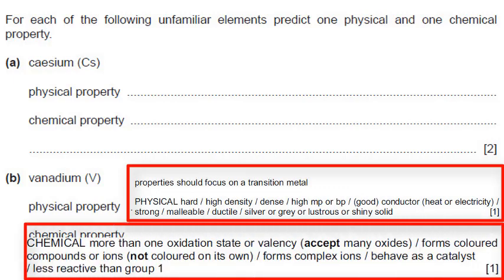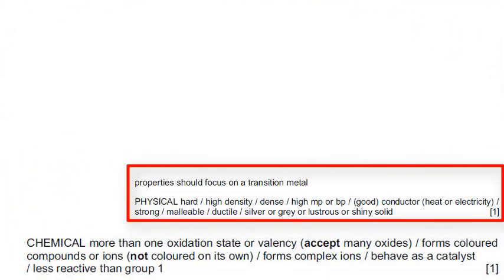A lot of students confuse the physical and chemical properties of transition elements, but you should keep in mind that the chemical properties are so clear. Chemical properties of transition elements are such as more than one oxidation number, forming colored compounds, forming complex ions, behaving as catalysts, and being less reactive than group number 1.